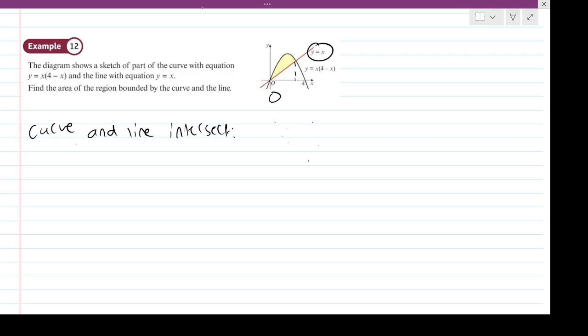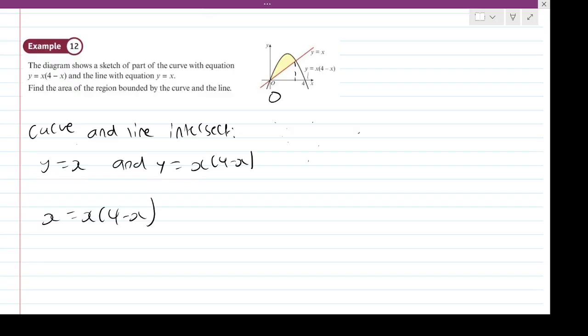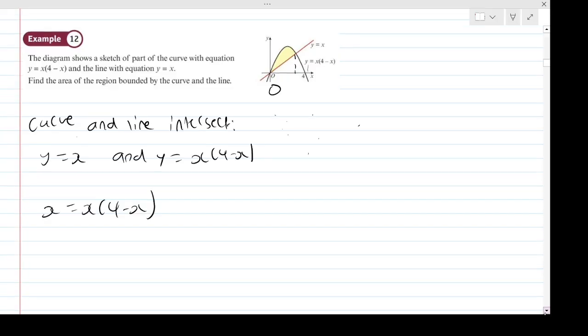So that means y is equal to x, which is the line, and y is equal to x(4 minus x), which is my curve. So what I can do to find the intersection, well, it's just two graphs intersecting. We saw this before. It's just simultaneous equations. We can equate them together so then the y's would be the same. So in a way, we get that x is x(4 minus x), and then we could just solve for x.